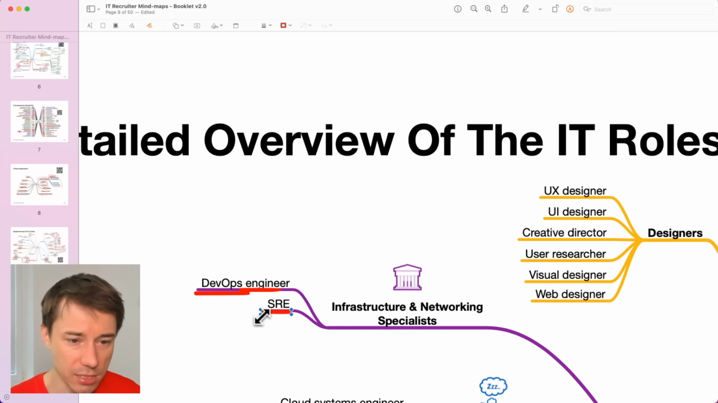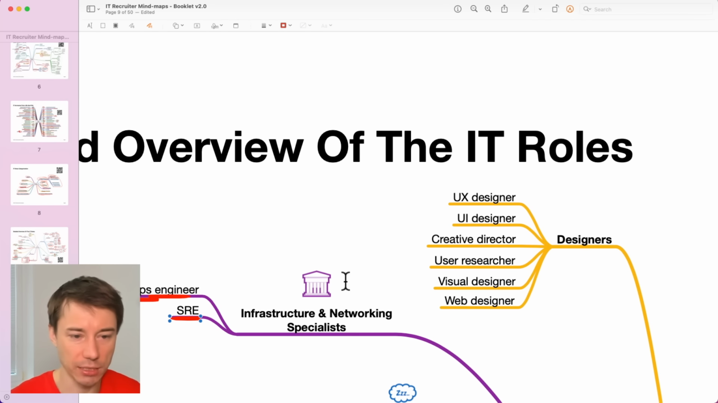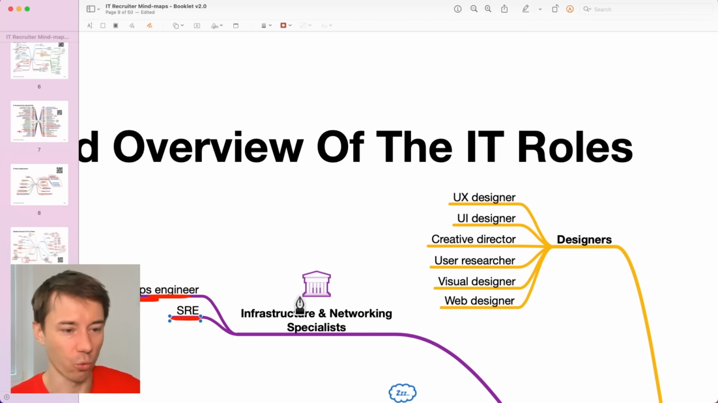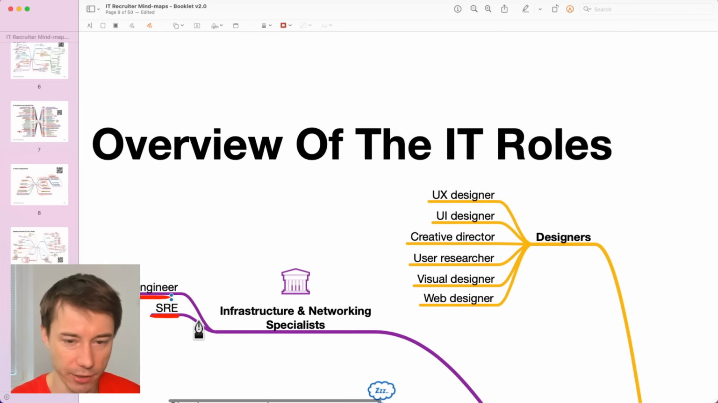There are some differences in the methodology, but from our recruitment perspective, it's insignificant. So when you look for a DevOps engineer, you may as well look for the keyword SRE and then interview people to see if they are a good fit.